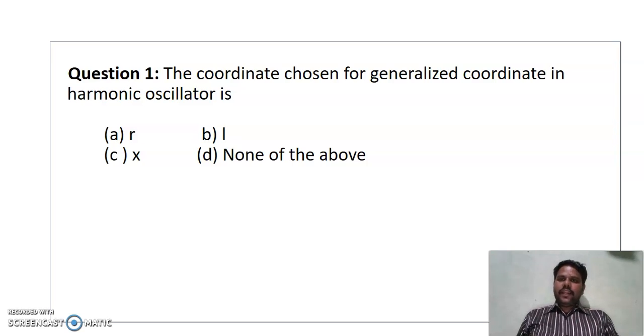So, to understand how far we have understood this session, let's have a small MCQ. Question number 1. The coordinate chosen as the generalized coordinate in a harmonic oscillator is option A r, B L, C x, D none of the above. So we have seen the coordinate chosen is x.